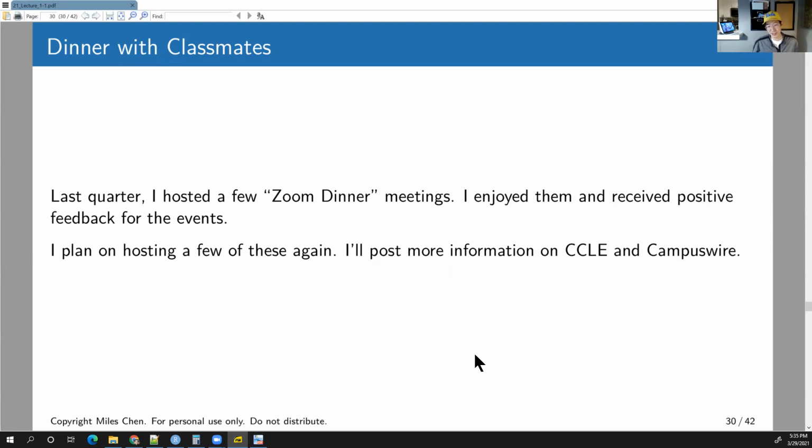I know in an online setting you just see someone's name. You just see this gray box and their name, and you have no idea who your classmates are. Some of your classmates are really cool, and you should get to know them. This is something we're missing out on, so I think we have to be a little bit intentional about meeting our classmates. So I'm going to host a few of these Zoom dinners.